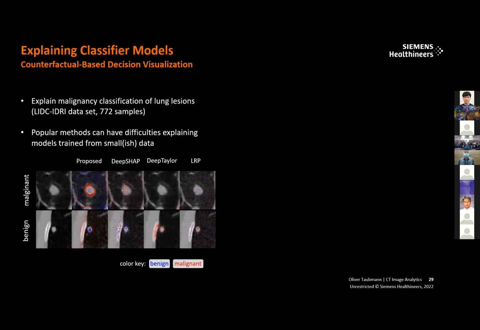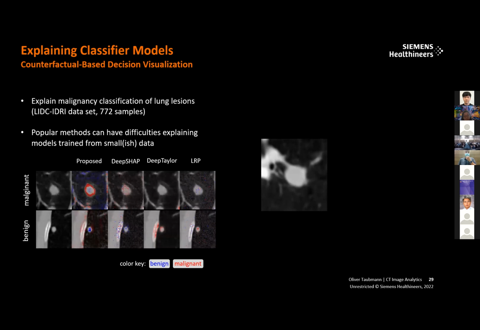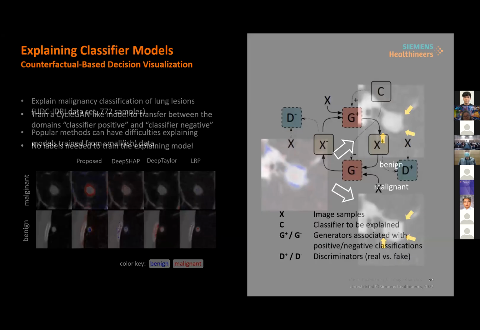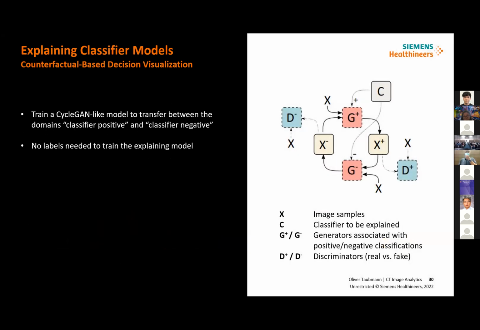And so how do we get this overlay? Well, the way it works is by producing counterfactual images of that same lesion. How it would look like if it was more benign according to the classifier, and if it was more malignant according to the classifier, and then visualizing the differences. So how do we obtain these images? Well, it's basically a CycleGAN where the domains to transfer between correspond to classifier positive and classifier negative.